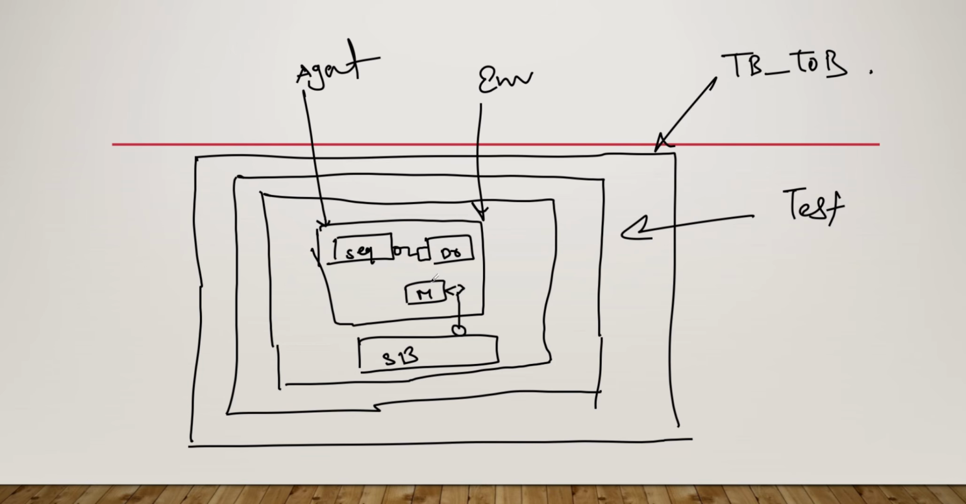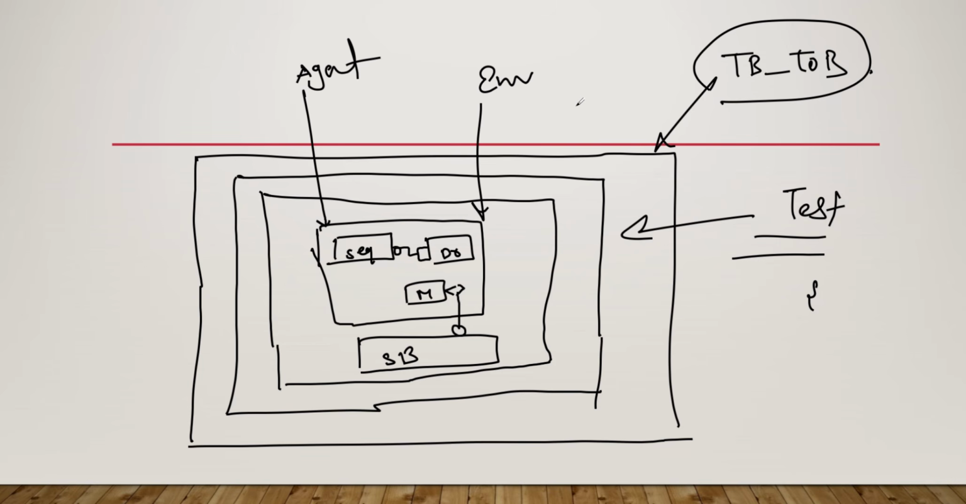Now see, let me introduce all these components. So first of all, TB top, where you are going to generate some clock, run tests, and so on. Now inside test, you are going to run certain tests, like suppose you have made 2 or 3 tests, so you are going to run them accordingly. Now inside the test you have environment.